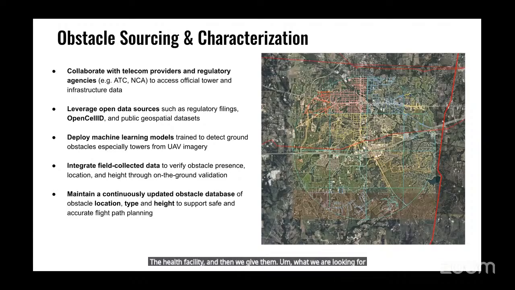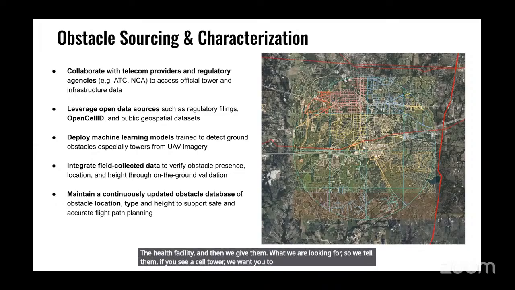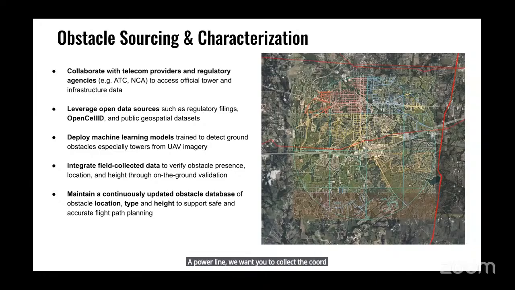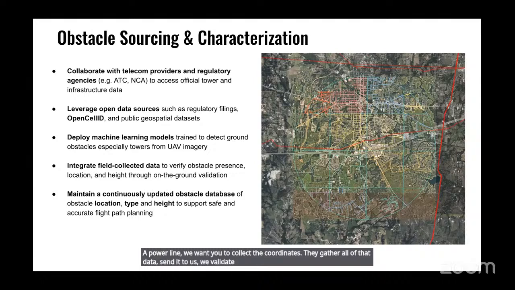So we tell them, if you see a cell tower, we want you to collect the coordinates. If you see a power line, we want you to collect the coordinates. They gather all of that data, send it to us, we validate the data, and then we ingest it into our database for route planning.